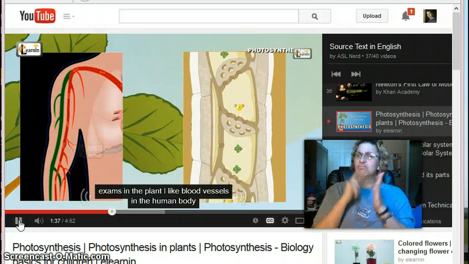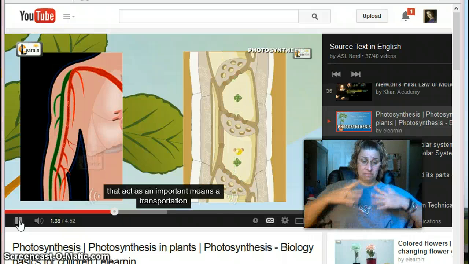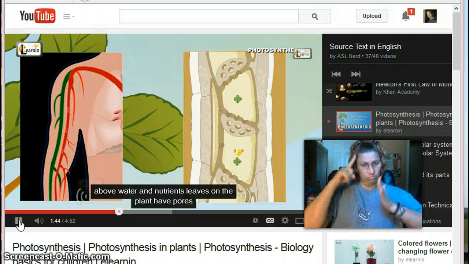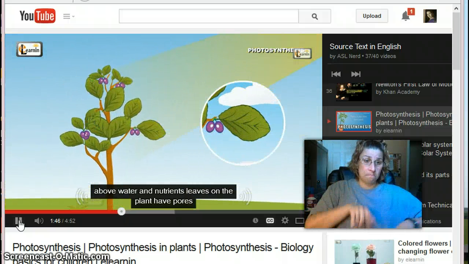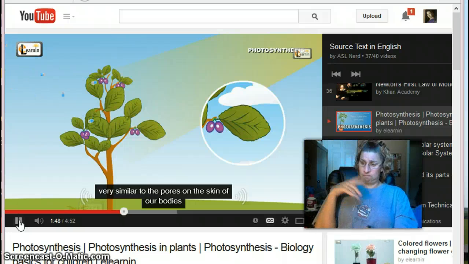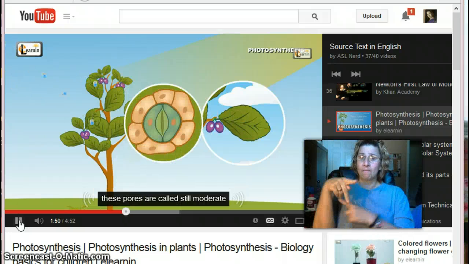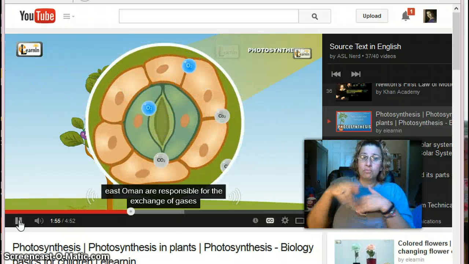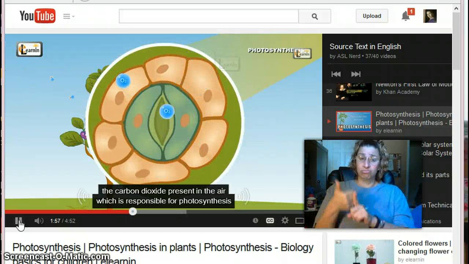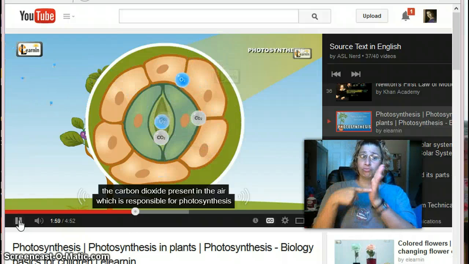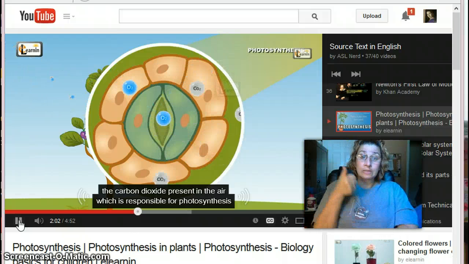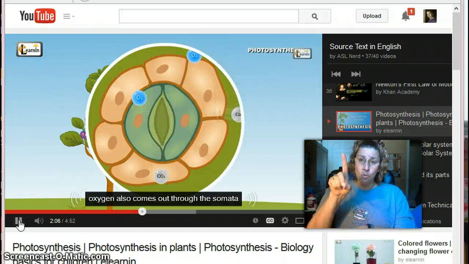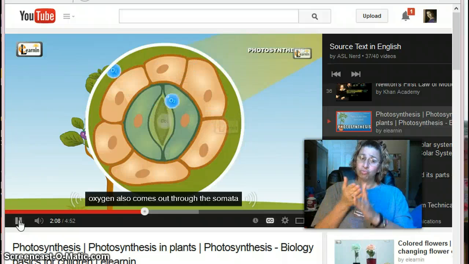Xylems in the plant are like blood vessels in the human body that act as an important means of transportation of water and nutrients. Leaves on the plant have pores, very similar to the pores on the skin of our bodies. These pores are called stomata. These stomata are responsible for the exchange of gases. The carbon dioxide present in the air, which is responsible for photosynthesis, enters the plant through these stomata. Oxygen also comes out through these stomata.